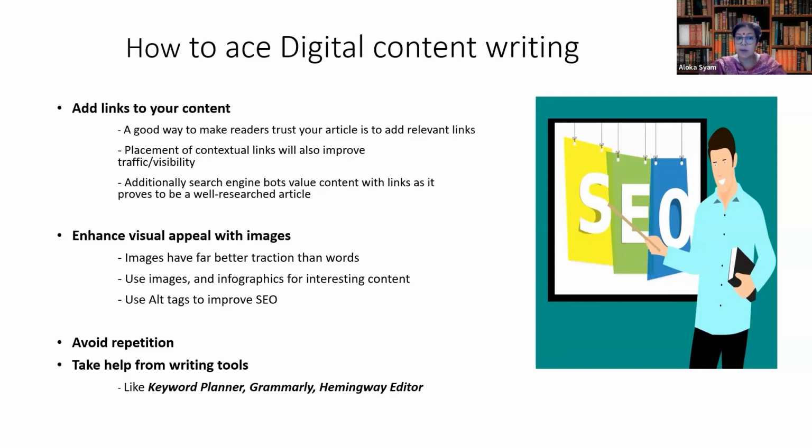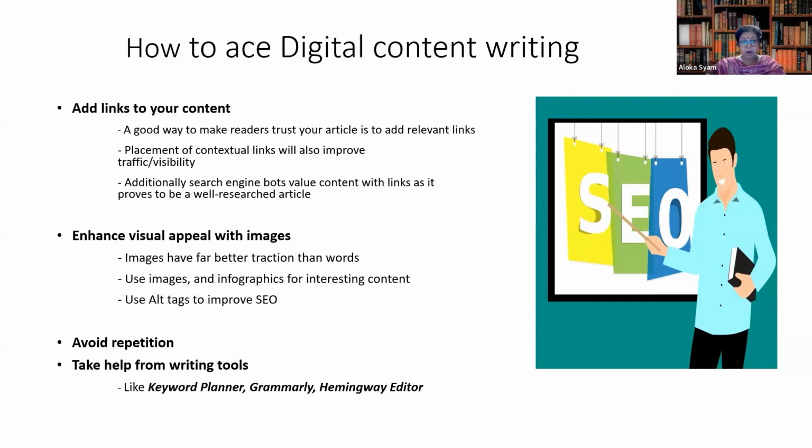Enhance visual appeal with images. You can use images, and if you're writing an informative piece, it can be infographics. Infographics are a very interesting thing if you're giving information about stuff. But please have alt tags or alt images. Tag your images. Put those descriptions there with the correct keywords. Images always help get more traction.